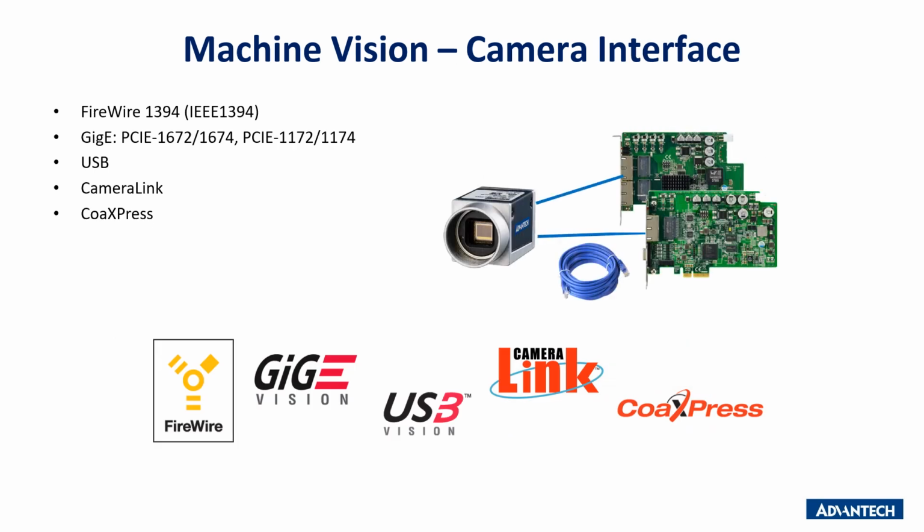For the camera interface, there are FireWire, Giga-E, USB, CameraLink, and so on. In Advantech, we provide Giga-E Vision Frame Grabber Cards PCIe 1672, 1674. Also, we have the USB Vision Frame Grabber PCIe 1154. Users can select the corresponding interface based on their application.